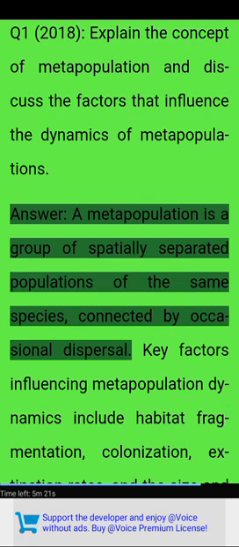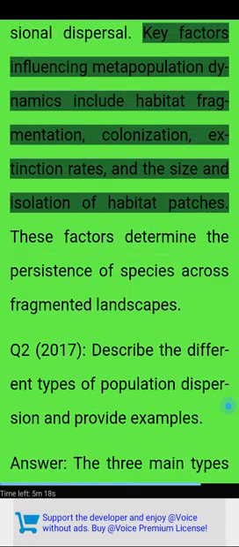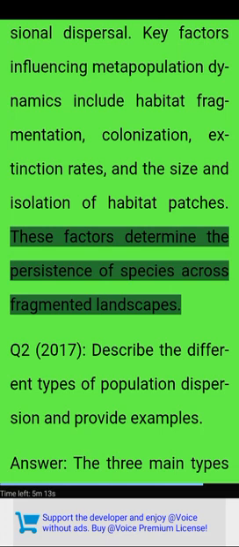Answer. A metapopulation is a group of spatially separated populations of the same species, connected by occasional dispersal. Key factors influencing metapopulation dynamics include habitat fragmentation, colonization, extinction rates, and the size and isolation of habitat patches. These factors determine the persistence of species across fragmented landscapes.